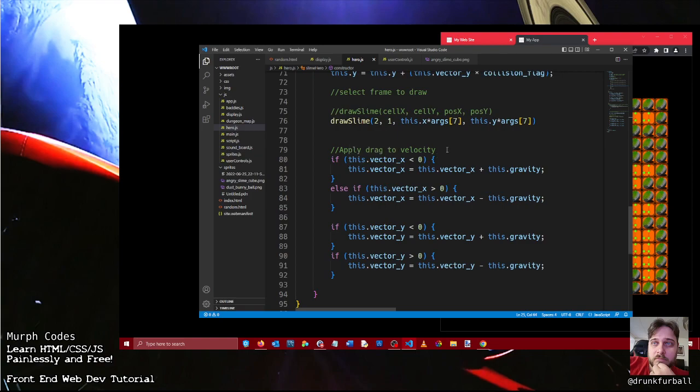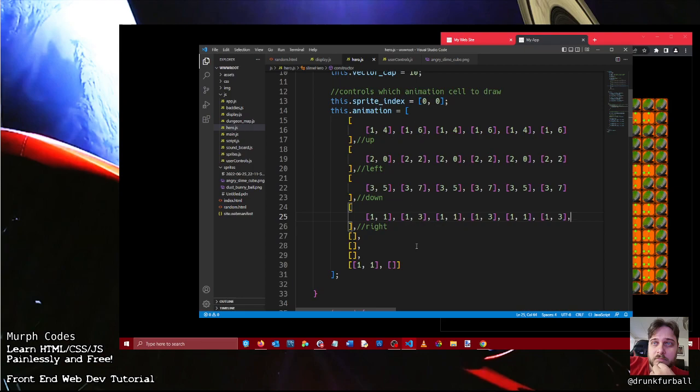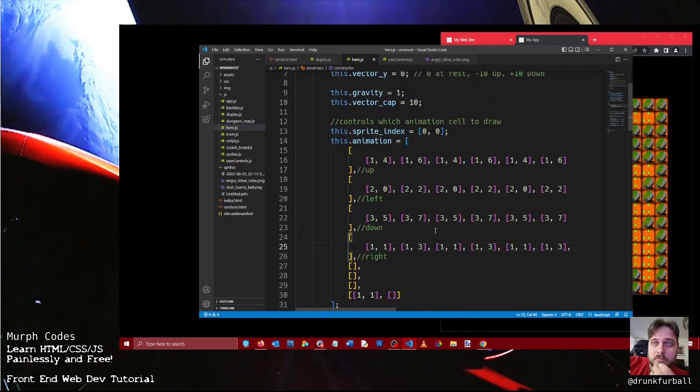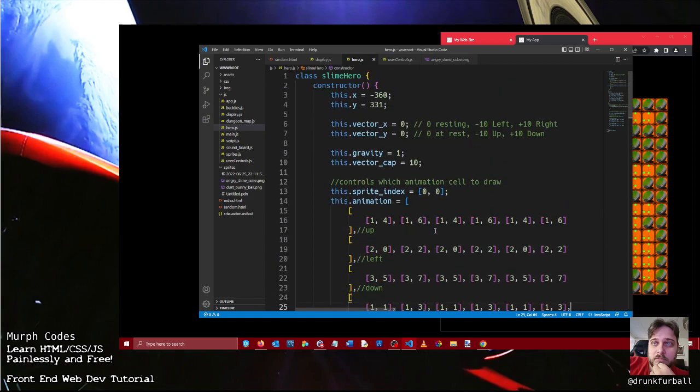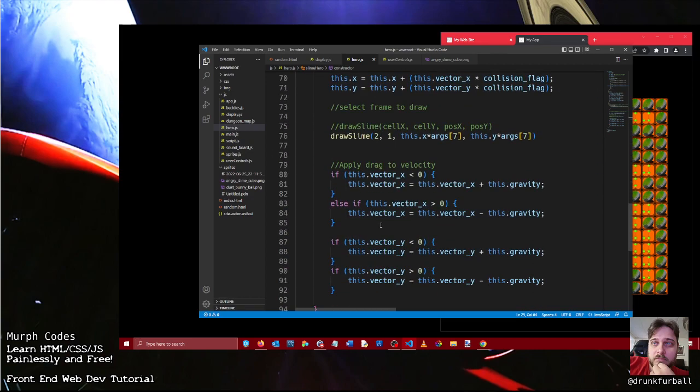Now here, because we're already doing our check to see which direction we're moving in, this is also a good spot to check which sprite index we should be using. All right. So if we're moving up, that's y is less than 0 right here.